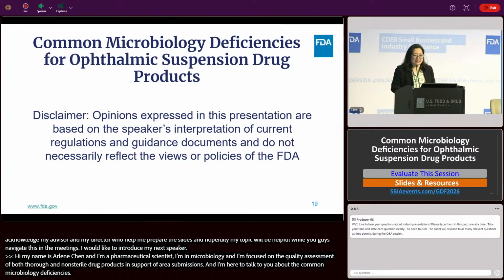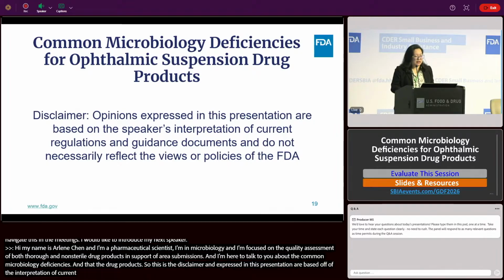So this is just our disclaimer stating that all opinions expressed in this presentation are based off of my interpretation of current regulations and guidance documents, and they don't necessarily reflect the views or policies of FDA.